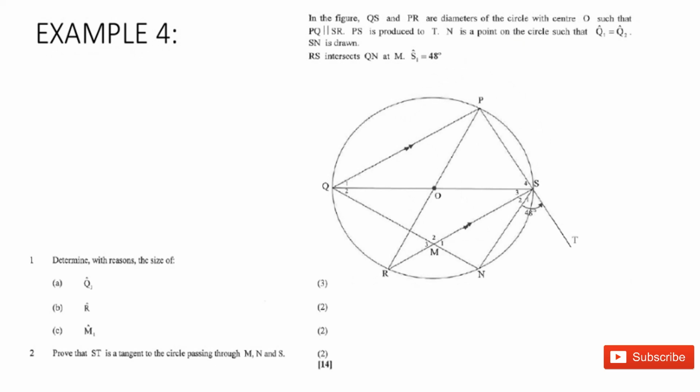For example, we have a cyclic quadrilateral in this question. We have an exterior angle of a cyclic quadrilateral. We have parallel lines. We have a center to the circle. We have a diameter. So this question tests most of the theorems that you are assessed on in Euclidean geometry.